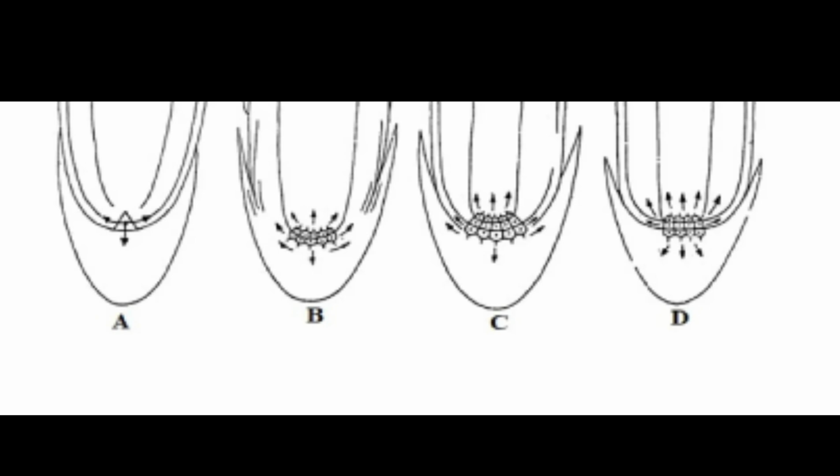And the third type has poorly organized initials that develop the root cap, cortex and vascular cylinder, and it is found in dicotyledons. And the final one has three separate groups of initials. One group forms the root cap, another group gives rise to the epidermis and the cortex, while the vascular cylinder derives from a separate group, and this is found in monocotyledons.